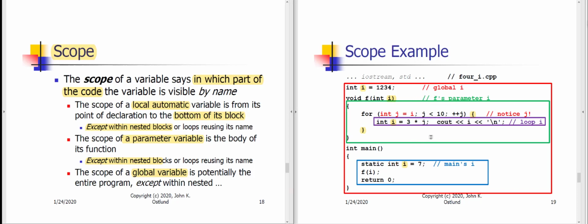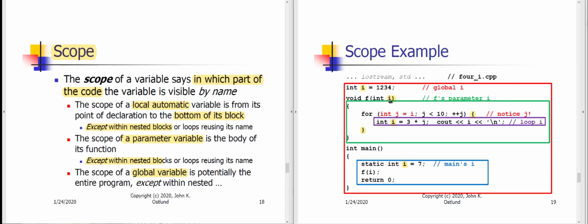Okay, so let's review all of the variables in slide 19 and their scopes. We have a global variable called I that's visible to any function throughout this entire program, even including functions in other files. But in this particular file, that global I is actually hidden from view because we have a parameter named I in F, and we have a local variable named I in main.